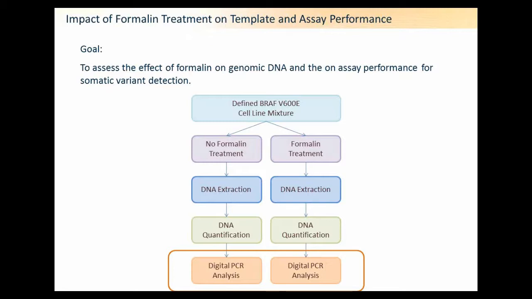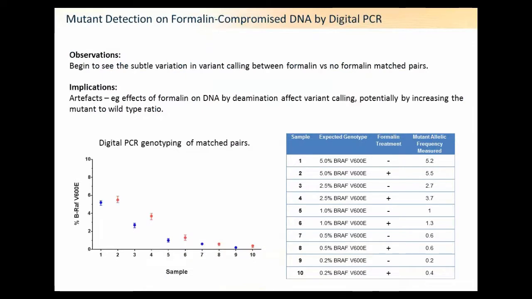So we have focused on the BRAF and EGFR loci because these two regions are known to be quite vulnerable to formalin fixation, probably due to the fact that these regions are of high structural complexity. So to assess the effect of formalin on assay performance and mutant detection in these loci, we have produced a range of BRAF V600E mutants with a range of allelic frequencies from 5% down to 0.2%.